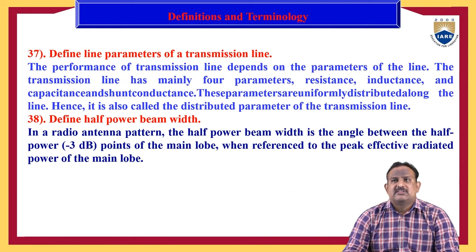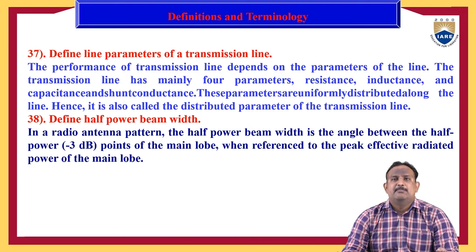Define the line parameters of a transmission line. The performance of a transmission line mainly depends upon the parameters of the transmission line. Here the transmission line has mainly 4 parameters: resistance, inductance, capacitance and conductance. These parameters are uniformly distributed along the transmission line. Hence they are also called distributed parameters of a transmission line.